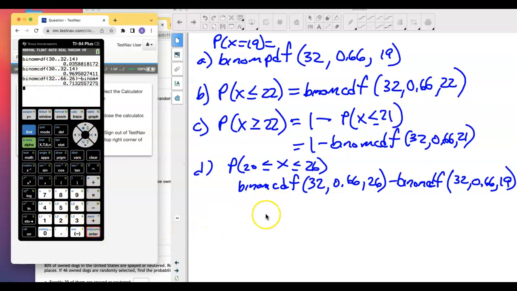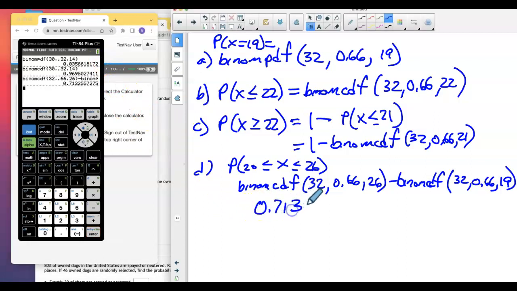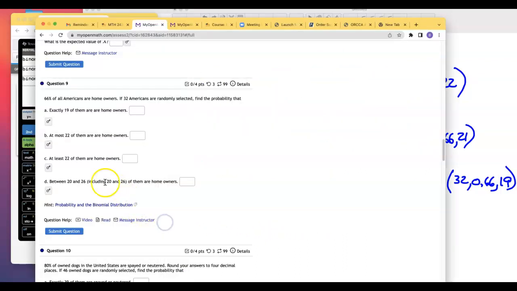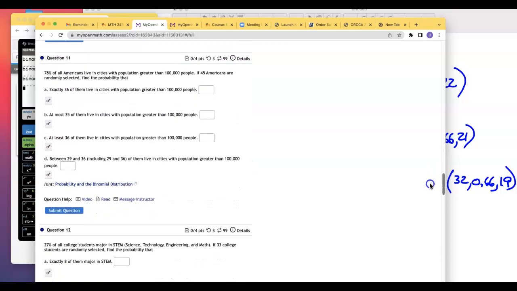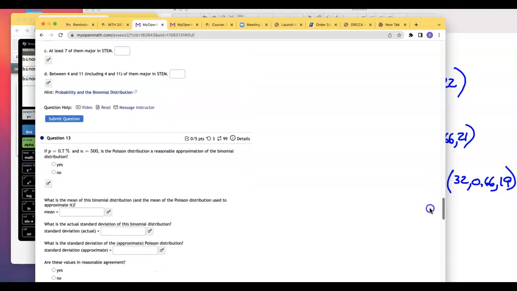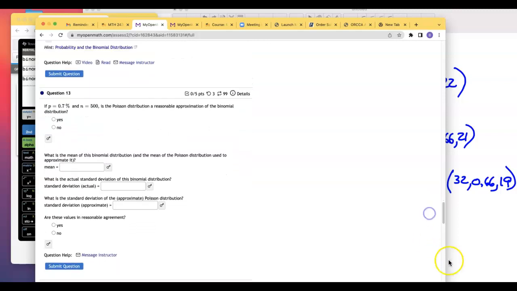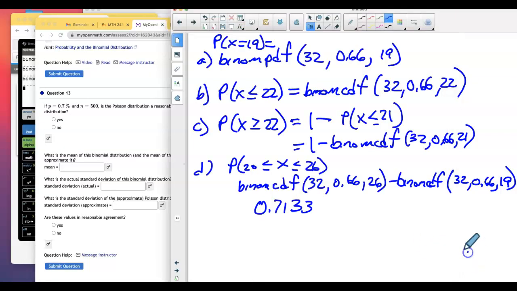And your answer is 0.7133 rounded up. Okay, now let's just check that. So that's what it should be here, 0.7132. They have the long decimal, but if you round it to 4, that would be the same answer. Okay, so that's just checking that one. Now, that's how we do binomials, and there are just several of those here. Okay, several binomials.